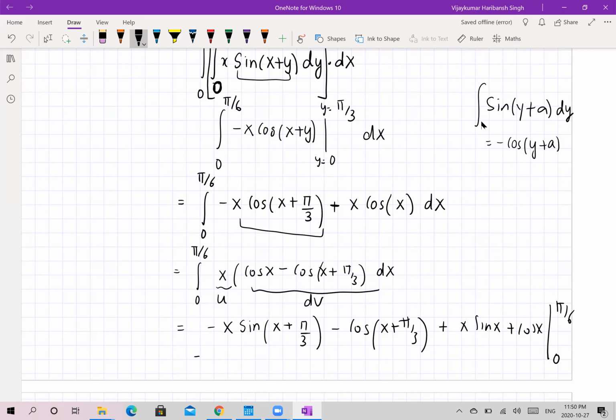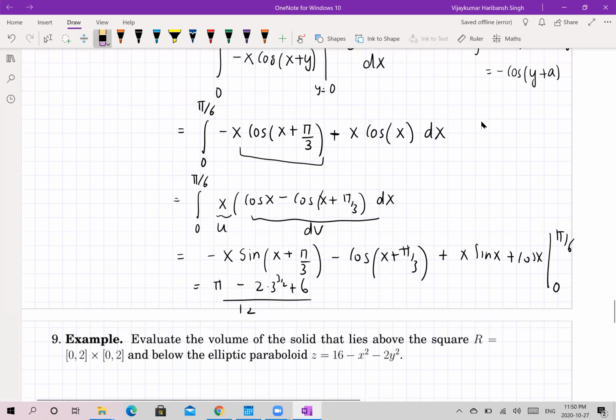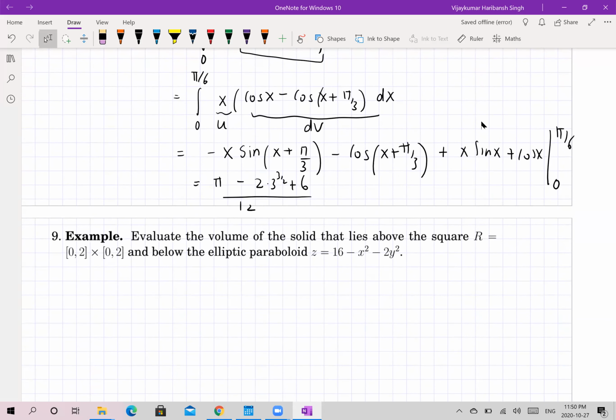and the answer turns out to be pi by 2 minus 2 times 3 to the power 3 by 2 plus 6 divided by 12, but not pi by 2, so pi minus this. So this is how you would compute the integral. So now let's basically do this problem.